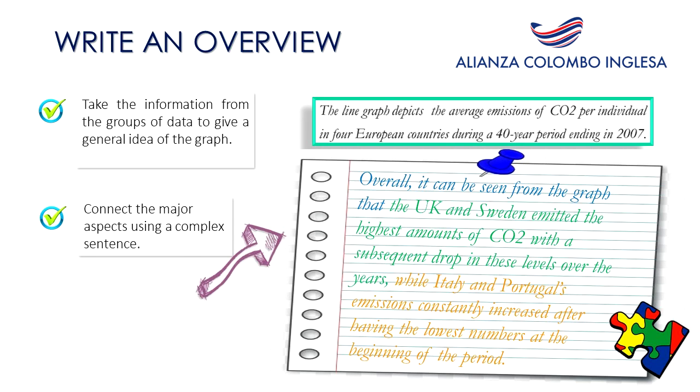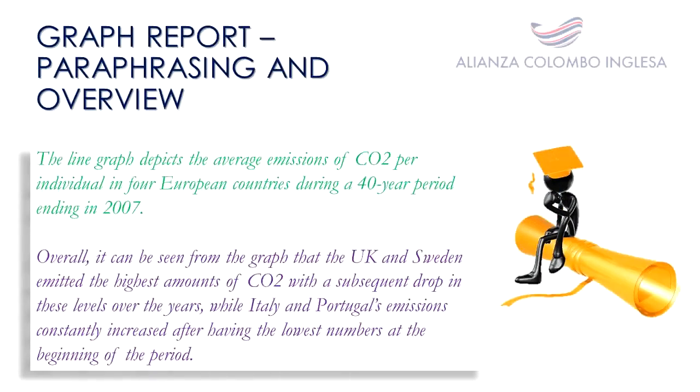So we are making a very general observation of the information in the graph, but we are still not introducing any figures, any specific numbers, or any changes happening over time. This is a good example of an overview presenting the general information of the graph. So the first two paragraphs of our graph report are ready, the paraphrasing and the overview. We're halfway there. Now the only thing missing is our body paragraphs, which will be the topic of the third part of this series of videos about the graphs.